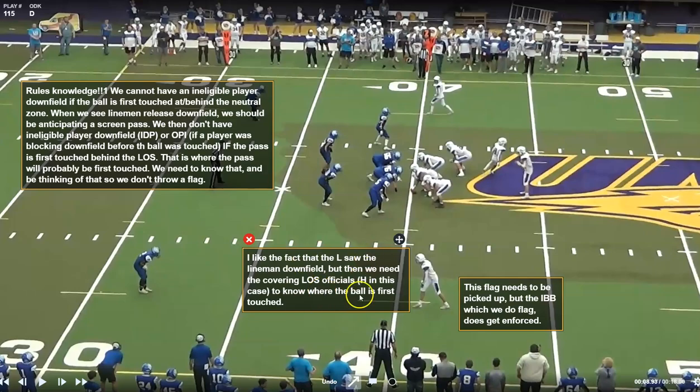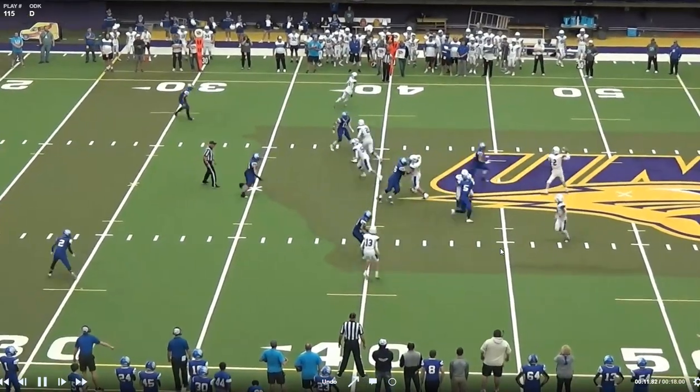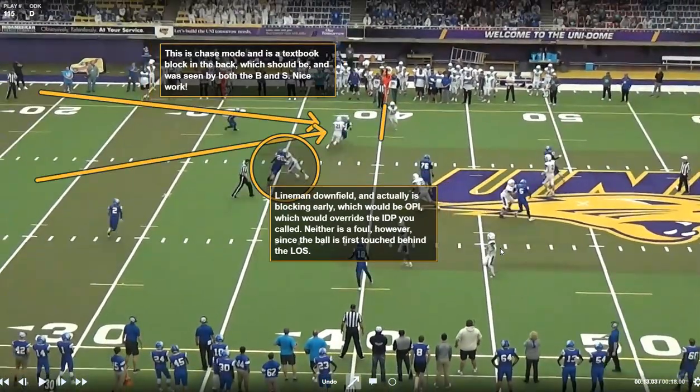Now, I like the fact that the line judge saw a lineman downfield, but we need to then know where that ball gets first touched. And this is a flag that we should have picked up. We didn't pick it up. Luckily, it wasn't an issue because we had a block in the back on the offensive team as well that we did enforce. Okay, so we have guys block downfield.